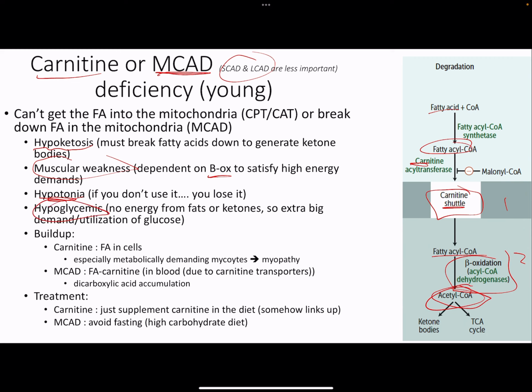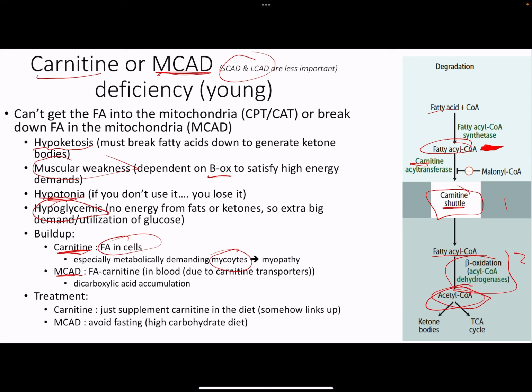Now, what's going to be a buildup? If you have carnitine issues, well, then you're going to have fatty acid accumulate in the cell, right? Because where do you stop? You stop right over here. Fatty acyl-CoA, and you can't put the carnitine on it. And remember that CoA traps it, so it's just trapped in the cell. It can't really go anywhere. And this is going to happen a lot in the myocytes because that's where you have lots of fatty acid. So a lot of these fatty acid acyl-CoAs are stuck in the myocytes.